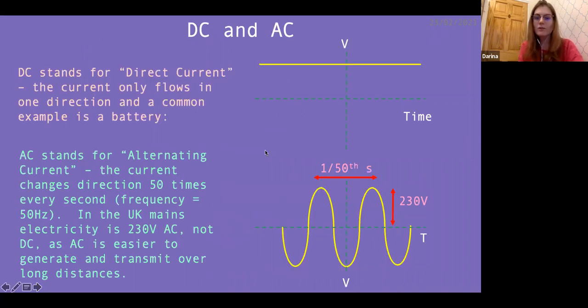All right, so here we have a graph of DC and AC. The top one is DC. We see that the voltage is fixed at one level and it doesn't change from that. Whereas AC, it does, it changes all the time. Where would AC be used, do you think? Where might you find AC in sort of your everyday life?